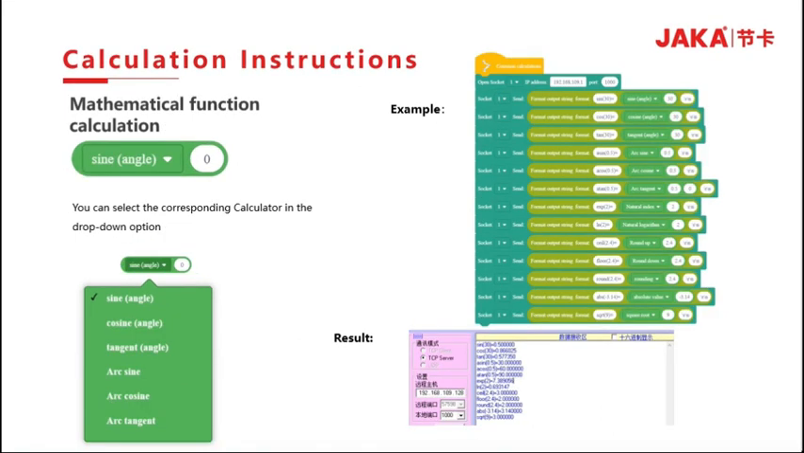The second is the mathematical function calculation instruction. Click the drop-down list of the instruction to select the corresponding mathematical function. Look at the example on the right. By sending the calculation result of the math function, the function can be cosine, sine, tangent, arcsine, arccosine, arctangent, natural exponent, natural logarithm, rounding up, rounding down, absolute value, square root. The following figures show the result of the function calculation received by the socket communication.